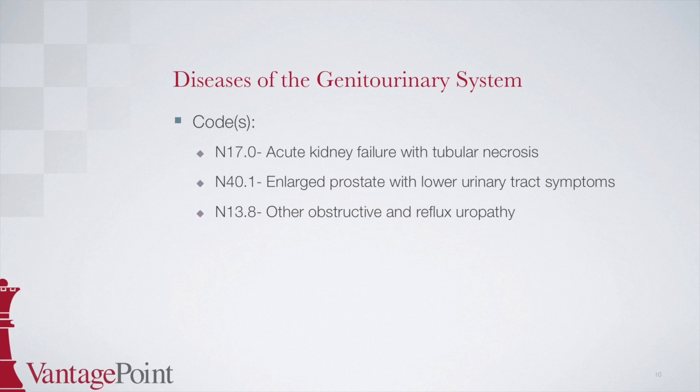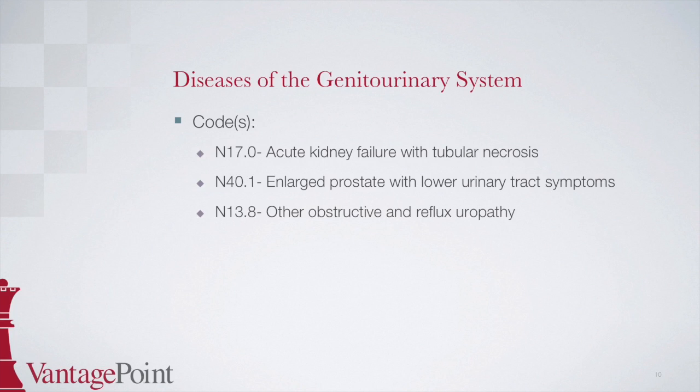Here there is an instructional note stating code also associated underlying condition. The next code is therefore N40.1, enlarged prostate with lower urinary tract symptoms. Documentation states that the acute kidney failure was due to the acute tubular necrosis caused by a urinary obstruction as a result of the patient's BPH.